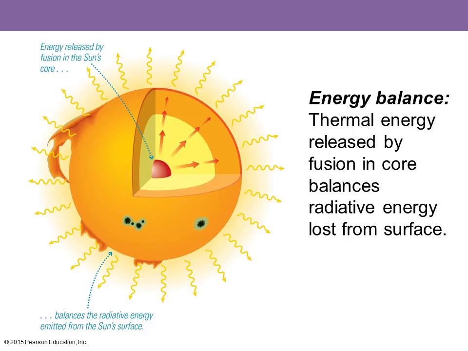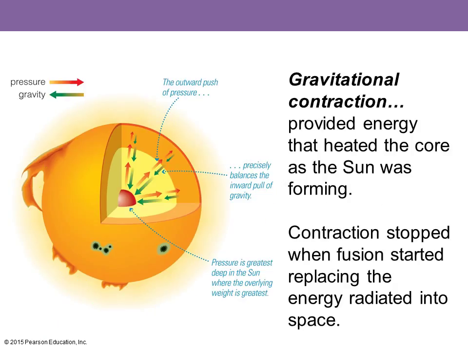Heat is being radiated toward the surface after fusion occurs near the core, and then that radiation is escaping. So there's generally a radiative balance from the energy lost at the surface. The gravitational contraction inside provided energy that heated the core as the Sun first formed, and that contraction stopped when the fusion started, replacing the energy radiating out into space. So again, there was initially some contraction of the Sun, but only until the heat of radiation balanced it out.